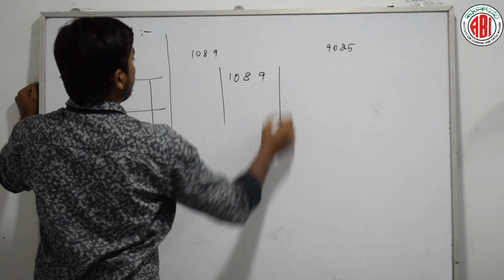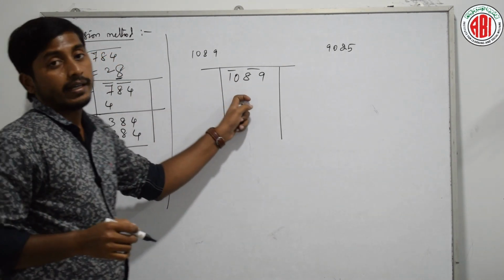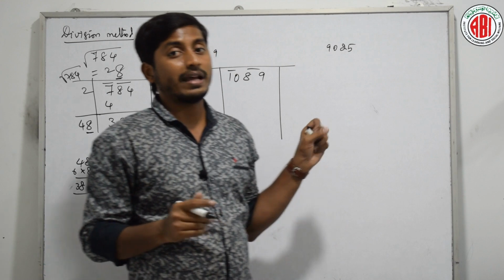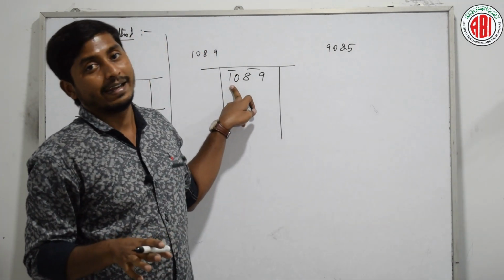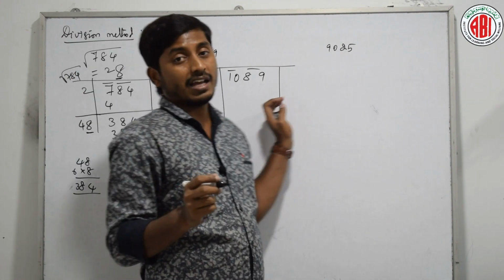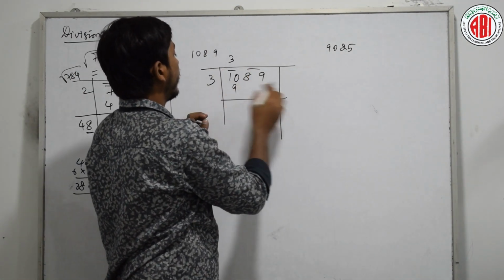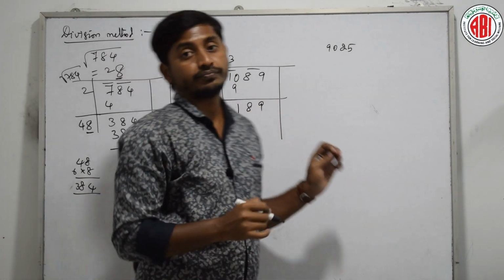Now see here, 1089. How do we do it? Tell me. 10. Is there any perfect square before 10? Yes, right. Which is the perfect square? 9 is the perfect square before 10. Is it clear? Shall we write now? That is 3 3s are 9. After subtracting, I will get 189.